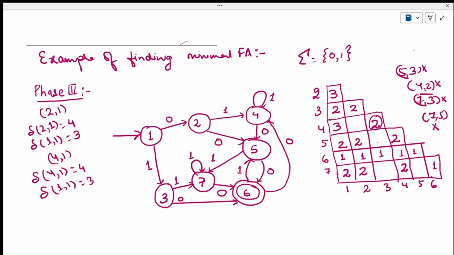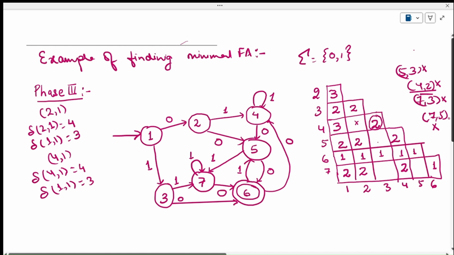Now we know that 4, 2 was already blocked here. It is not going to be marked ever, so it remains unmarked. 5, 3 is also blocked. We know the reason why. 5, 3, 4, 2, 7, 3, 7, 5 are all unmarked forever. We know the reason because on the transition with 0 and 1 they are giving the output like A, comma A, and we do not have such values in the table, so they are not going to be marked. They remain unmarked in the whole algorithm, the whole solution.